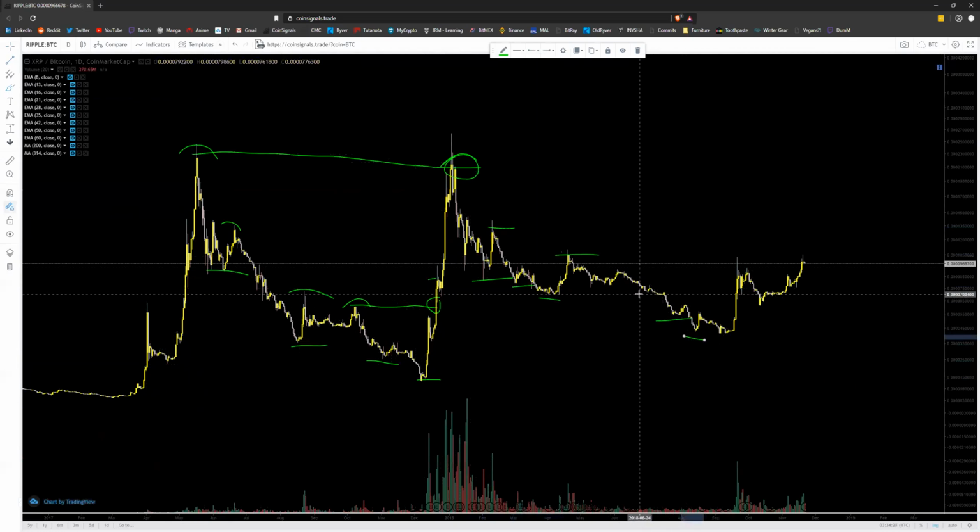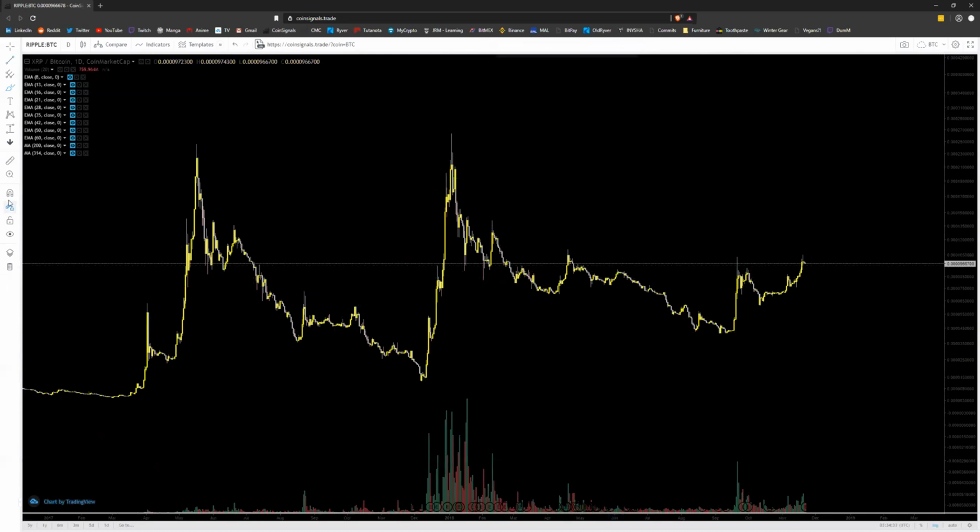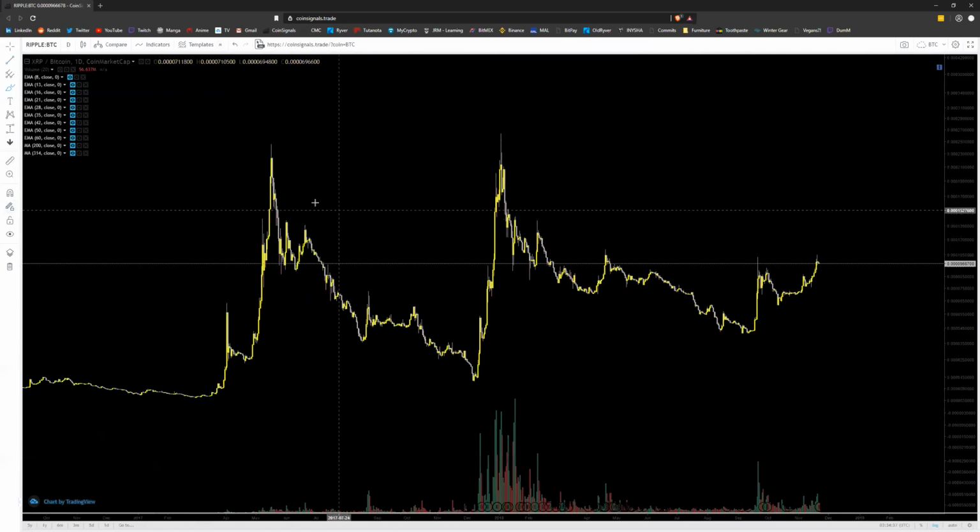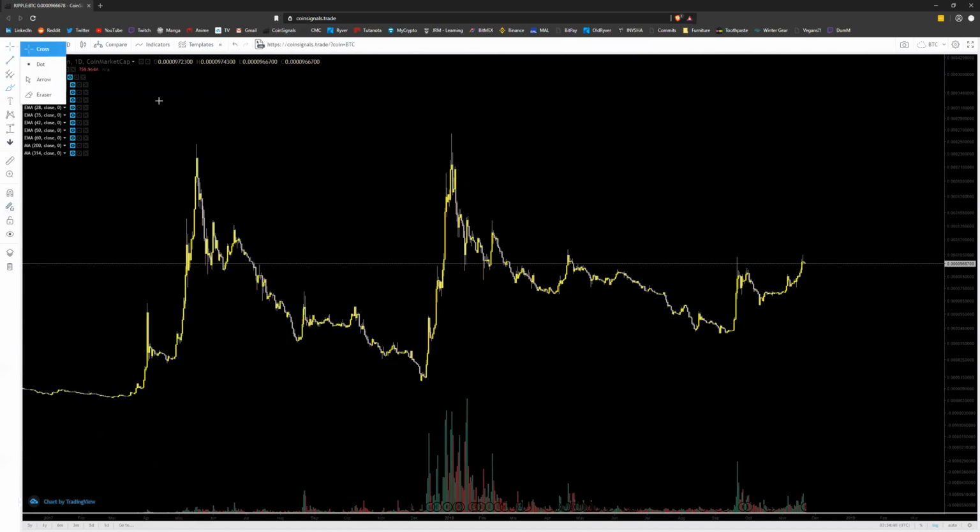And this might seem really fast for you guys, but you really want to be able to identify this stuff really quickly so you can get through charts as quick as possible. Not like you want to rush through them. You just want to be able to cycle through them quickly. You don't want to waste time.